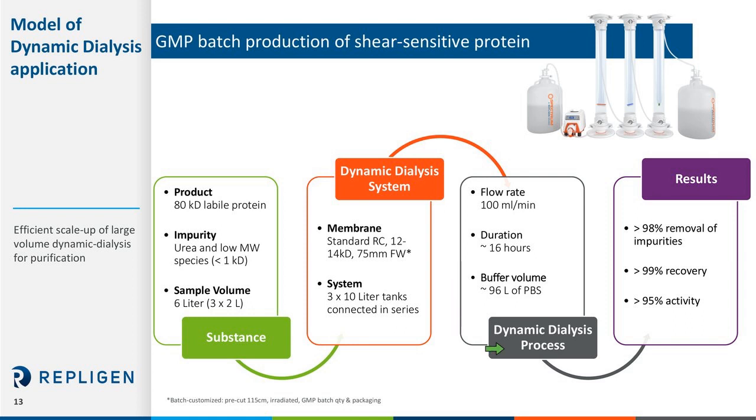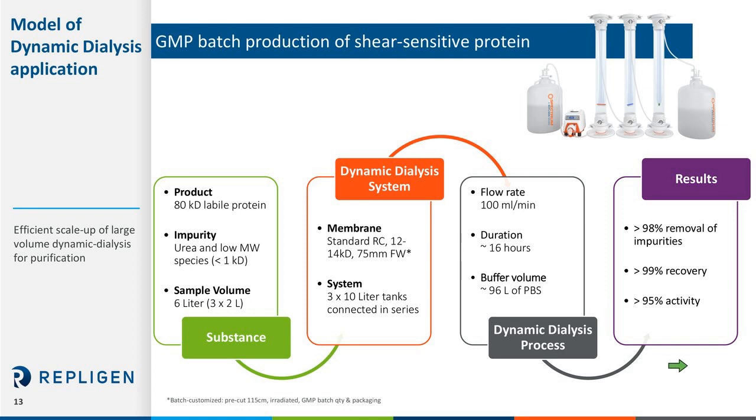After 16 hours, when you harvest your protein, you'll find that you've removed about 98% or greater of the impurities. You're going to have a near total recovery of the protein. And because it's a much more gentle process than the other technologies, you'll see that there's 95% of protein activity retained.